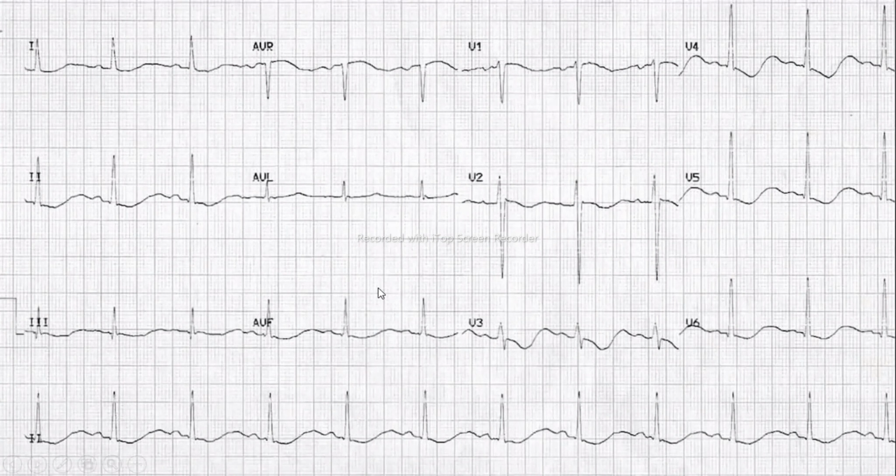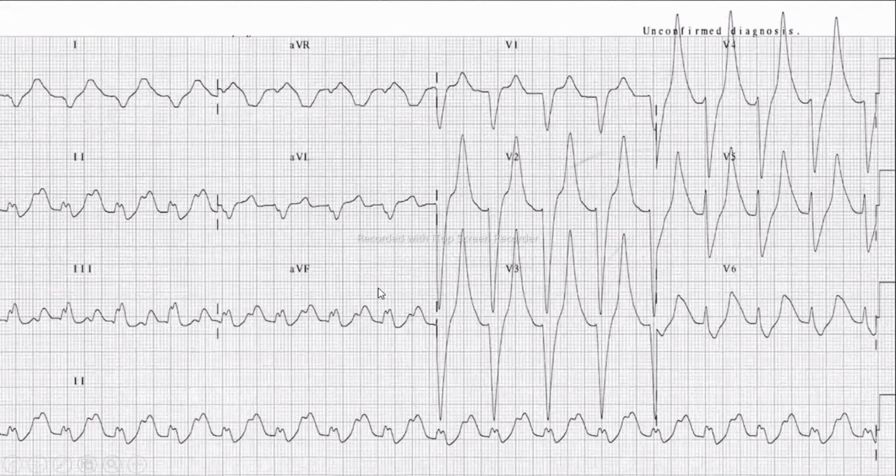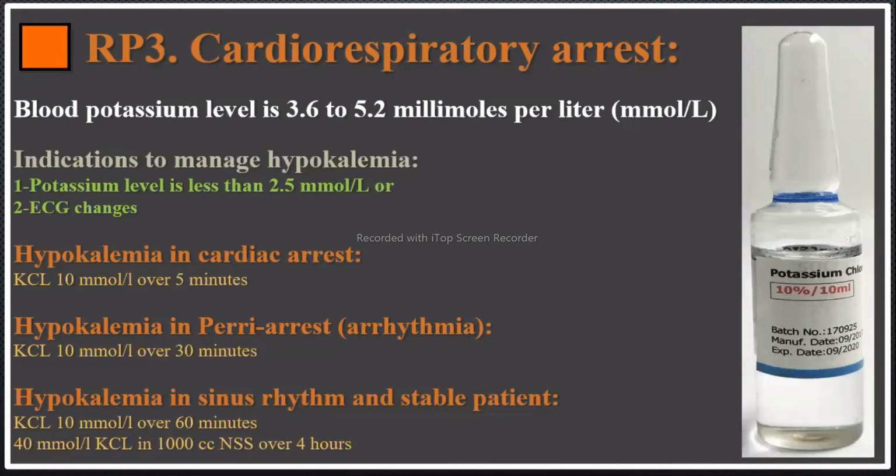Sinus rhythm. Sinus rhythm, sir. And this one, peri-arrest or sinus rhythm? Sinus rhythm. Okay, so arrhythmia, like for example, the patient has atrial fibrillation, VT, or any arrhythmia. So in this case, it will be different in the time only.